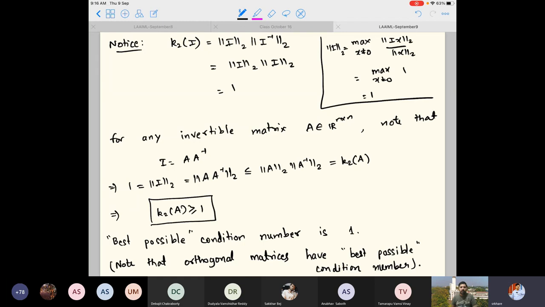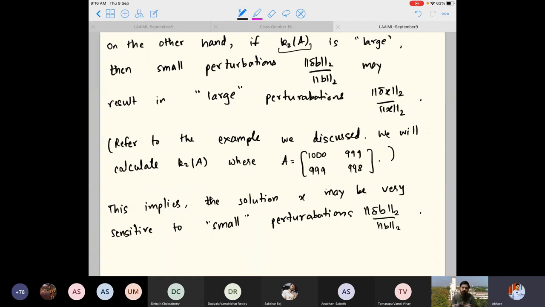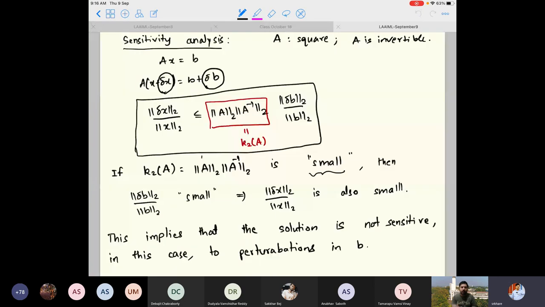So orthogonal matrices have the best possible condition number. Now come back to this particular result once again. This is the result that we stated, and the best possible value of condition number is 1. So if you started with a matrix A and you are trying to solve Ax = b, if the condition number of the matrix is 1, then you have the best possible condition number available there.